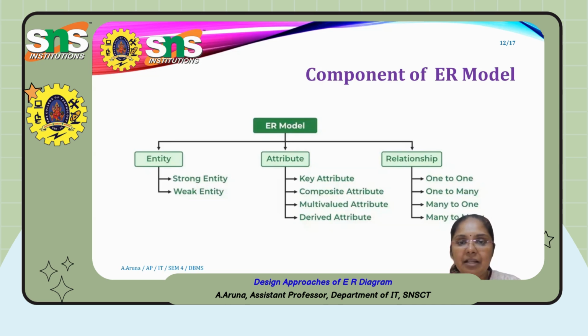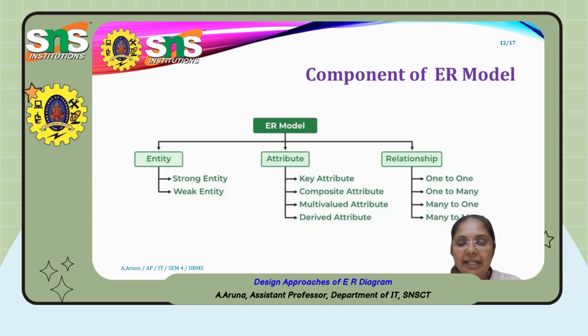A multi-valued attribute is, for example, the phone number. A person can have more than one phone number. In this case, phone number is a multi-valued attribute. A derived attribute is age. For example, if I am given the date of birth, by using the date of birth I can calculate the age. Is it right? So age is a derived attribute.